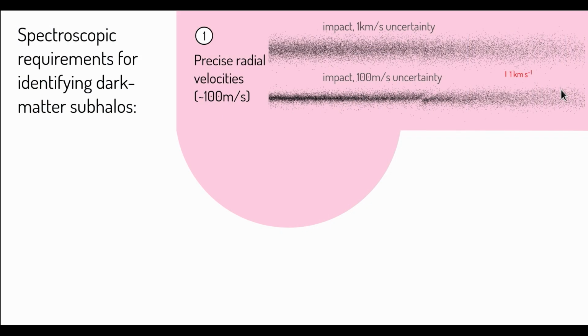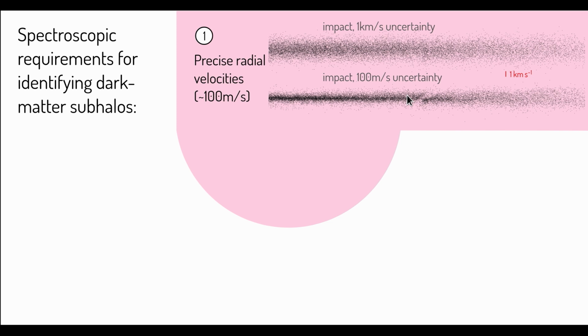So the wish list comes here. First, we'd like to measure precise radial velocities. We see that low mass subhalos provide small velocity kicks. Here I'm showing the impact of a million solar mass subhalo on a stream, and then convolving the radial velocities with a 1 kilometer per second uncertainty at the top, which is like the state of the art that we have now, and 100 meters per second at the bottom. You can see at the top a completely washed out signal. At the bottom, you can clearly detect it.